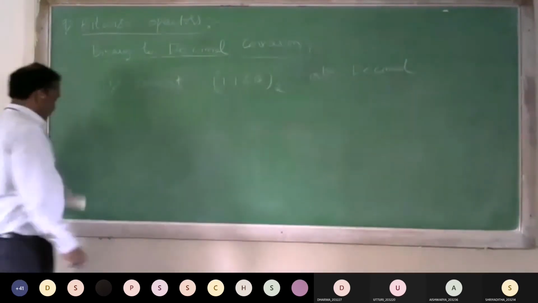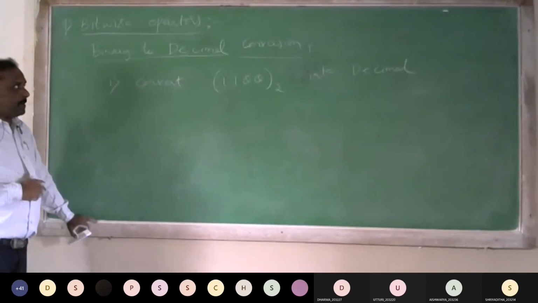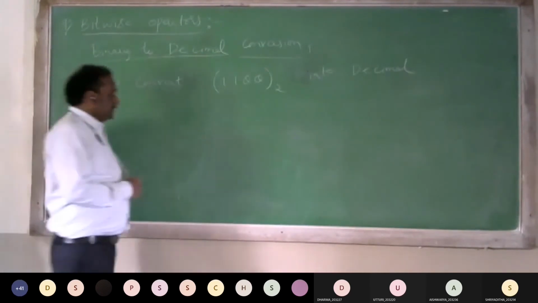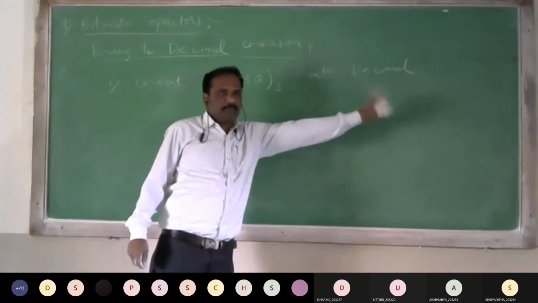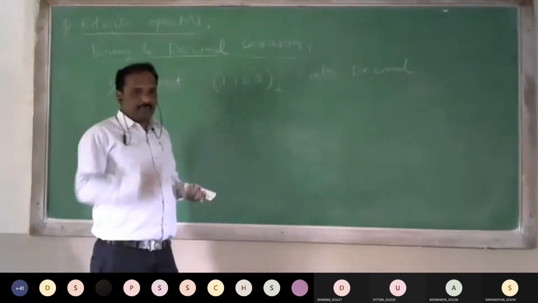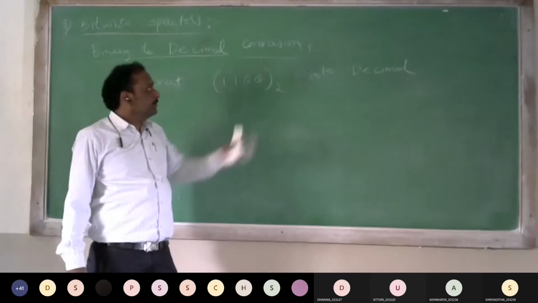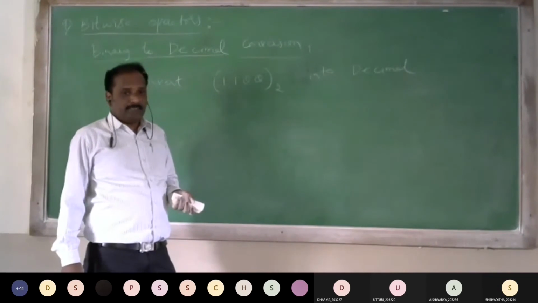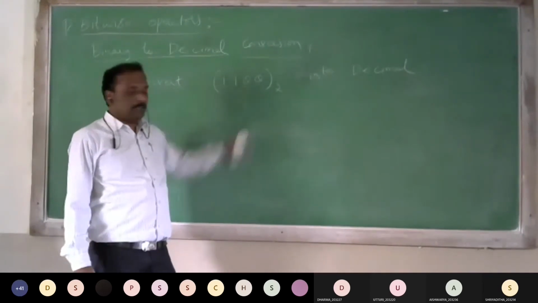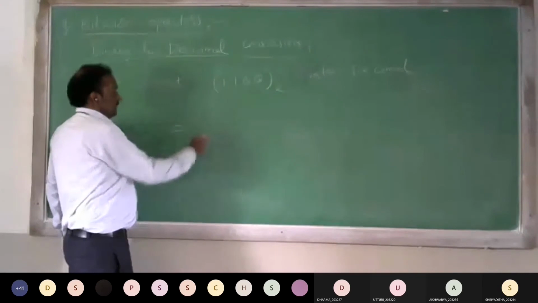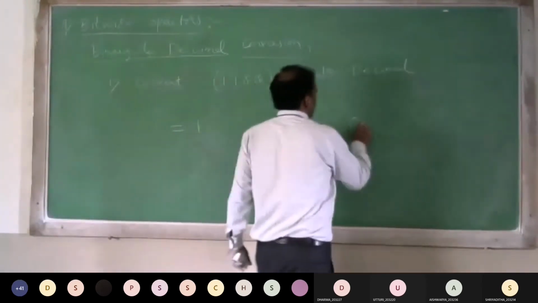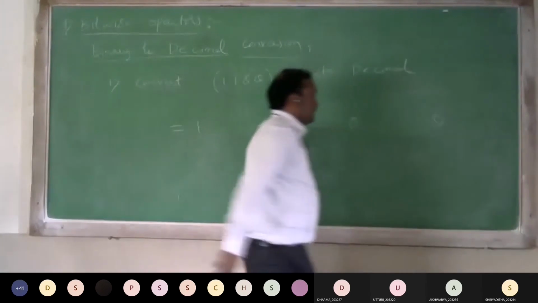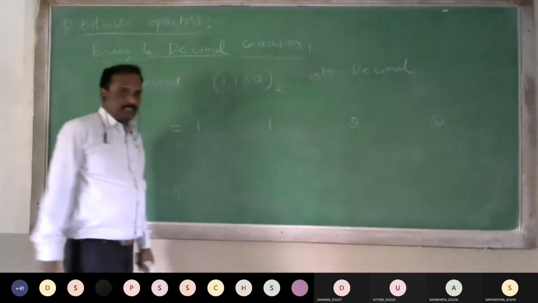Now, into decimal, 1100. To get from decimal to binary conversion, how are we doing it? We are dividing by 2. Now here we need to multiply by 2. Like this. How many digits are there? 1 1 0 0.